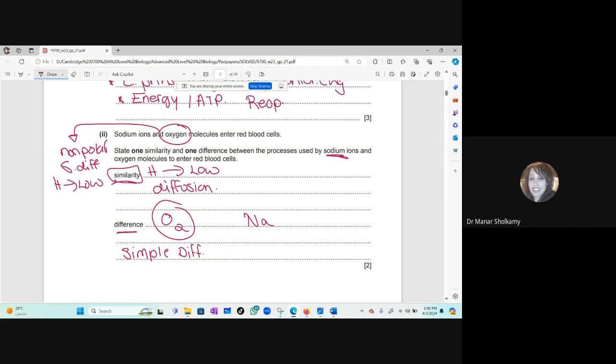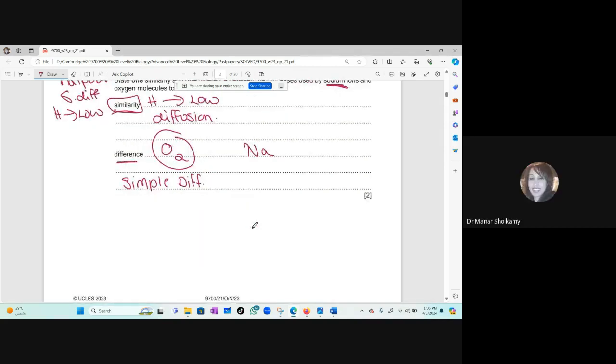Simple diffusion does not require proteins. Gases, like oxygen and carbon dioxide, move across the cell membrane by simple diffusion. And also water, by the way, study the lesson. Water either moves by simple diffusion or through transport proteins known as aquaporins. But the gases cross the cell membrane by simple diffusion.